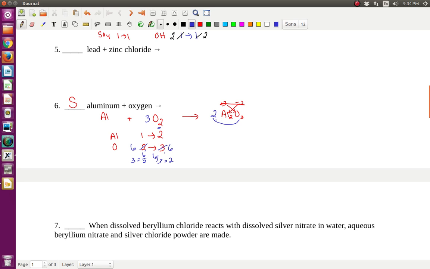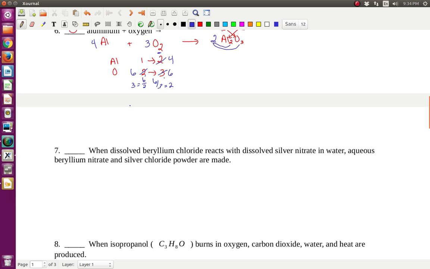But it also messes up aluminum. So 2 times 2 is now 4 aluminum. Because aluminum comes all by itself, it's very easy to fix. So I have a 4. And that makes it a balanced equation. All right, let's go on.